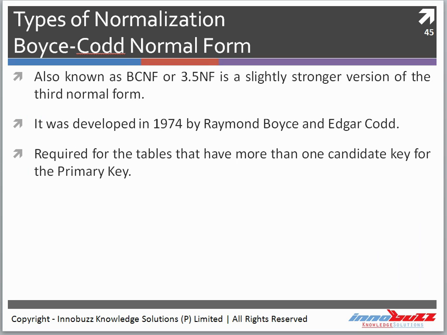Boyce-Codd normal form, also known as BCNF or 3.5NF, is a normal form used in database normalization. It is a slightly stronger version of the third normal form. It was developed in 1974 by Raymond Boyce and Edgar Codd to address certain types of anomaly not dealt with by 3NF as originally defined.